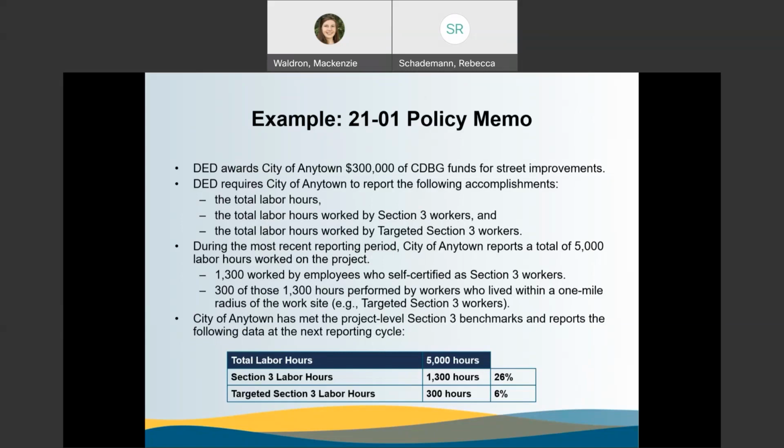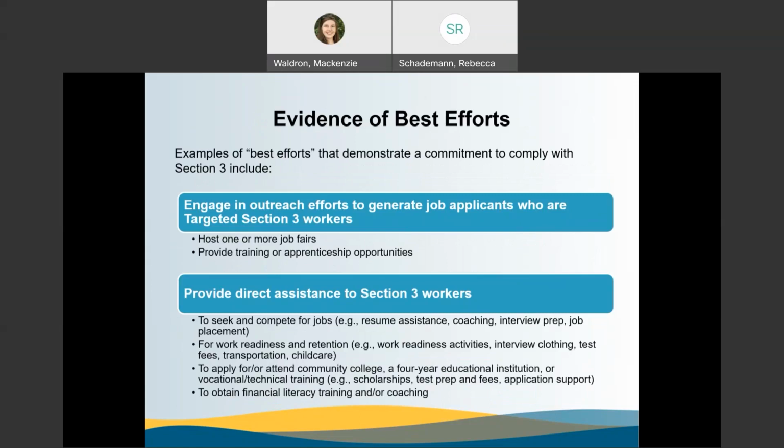We do understand the challenges in meeting some of these requirements, so there are qualitative efforts additionally that go alongside trying to meet these Section 3 requirements. In that vein, subrecipients and developers are required to make best efforts, or to the greatest extent feasible, to achieve those benchmarks for the number of labor hours performed by Section 3 workers and targeted Section 3 workers.